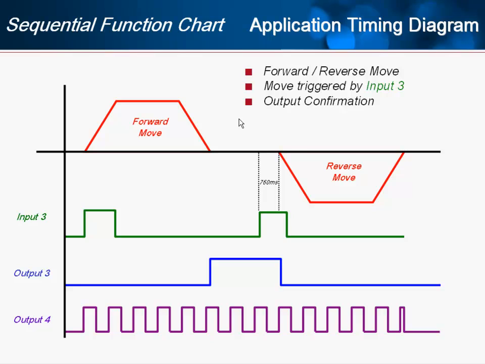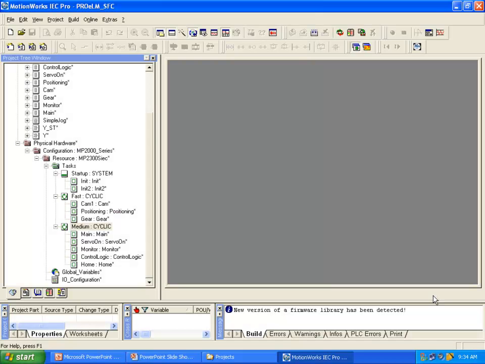Just here for reference and for clarification in case there's any question about what the move profile and the timing diagram is. I've got the timing diagram up here. Shows how we have a forward move, a reverse move. You have input 3 turning on, which triggers the forward move and triggers the reverse move with a 750 millisecond delay. We've got output 3 turning on between the moves. And then the whole time that that's happening here, we have output 4, which we'll be using to blink on and off.